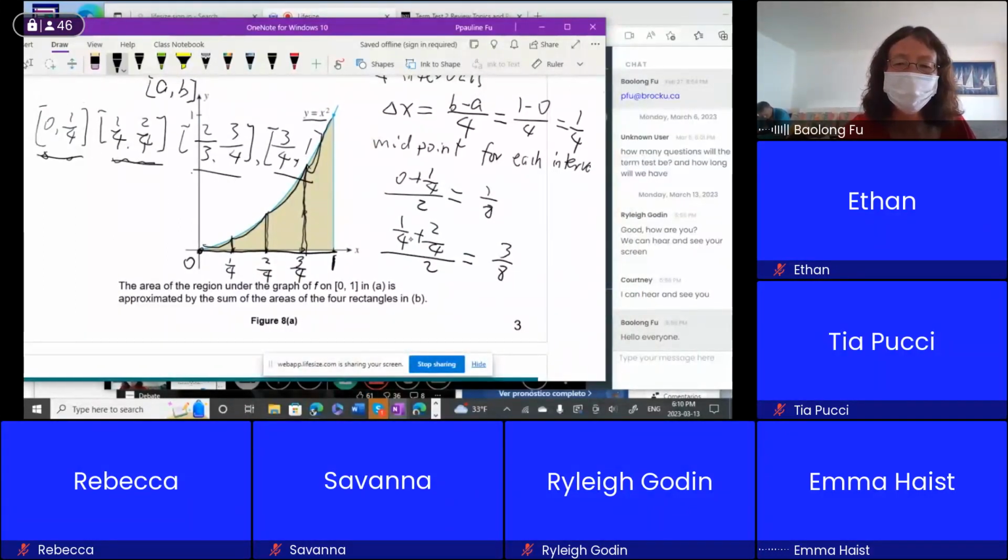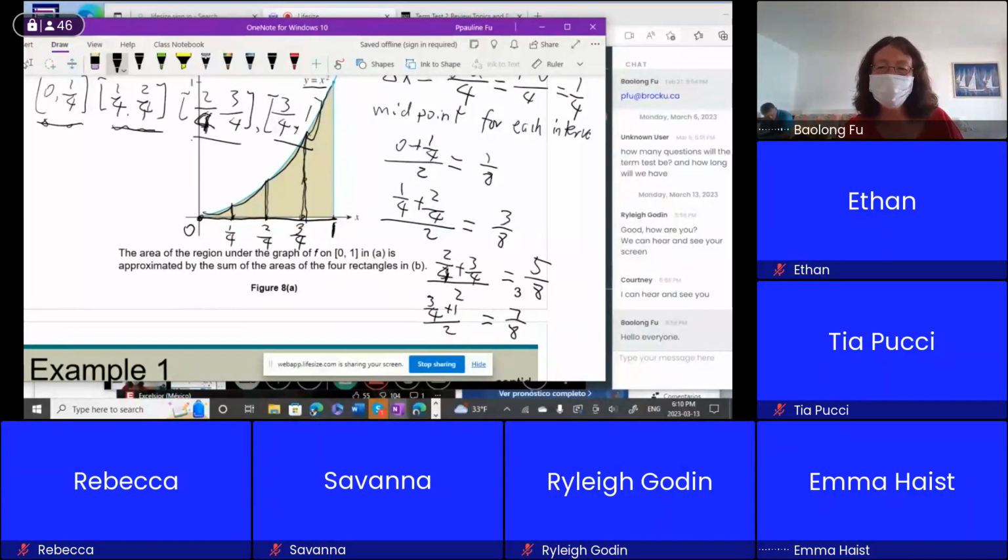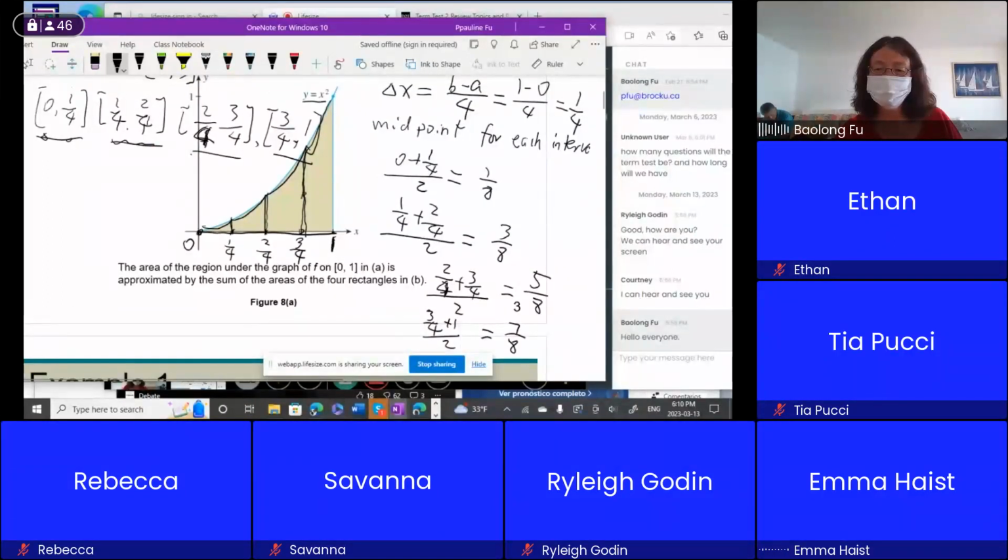The third midpoint, 2 over 4 plus 3 over 4, divided by 2. Sorry, there is a typo here, it should be 2 over 4. So 5 over 8. The last midpoint, 3 over 4 plus 1 divided by 2. It is 7 over 8. Any questions on calculating the midpoint?